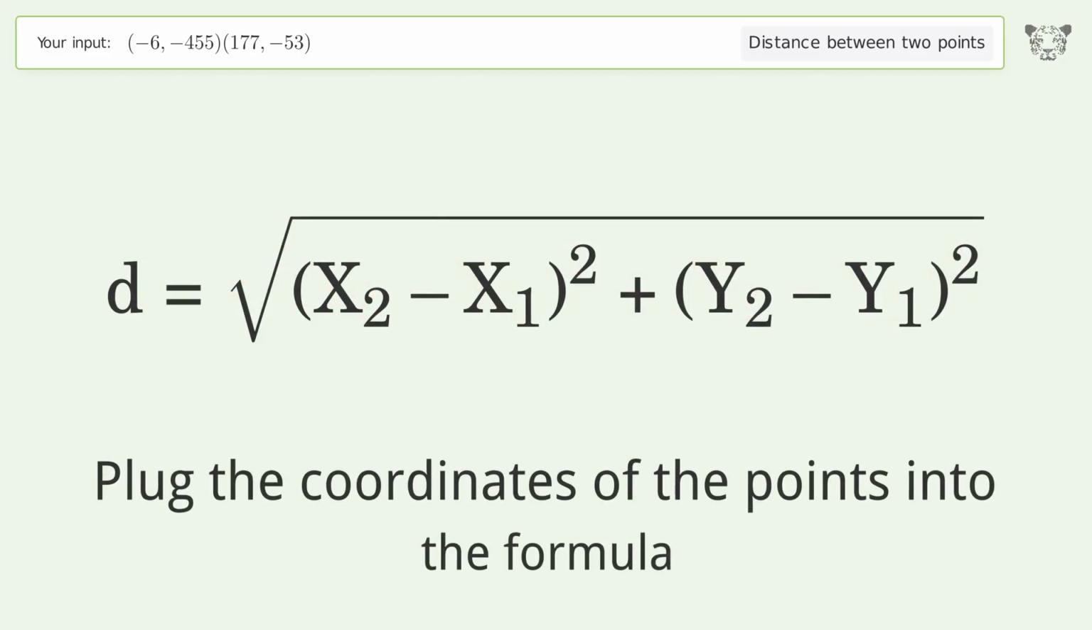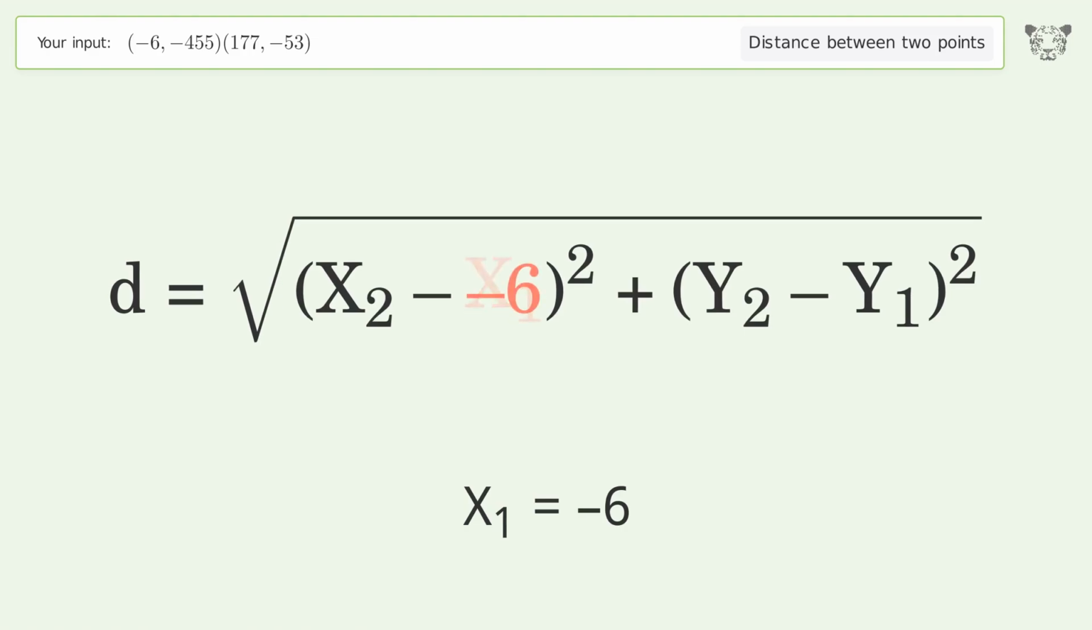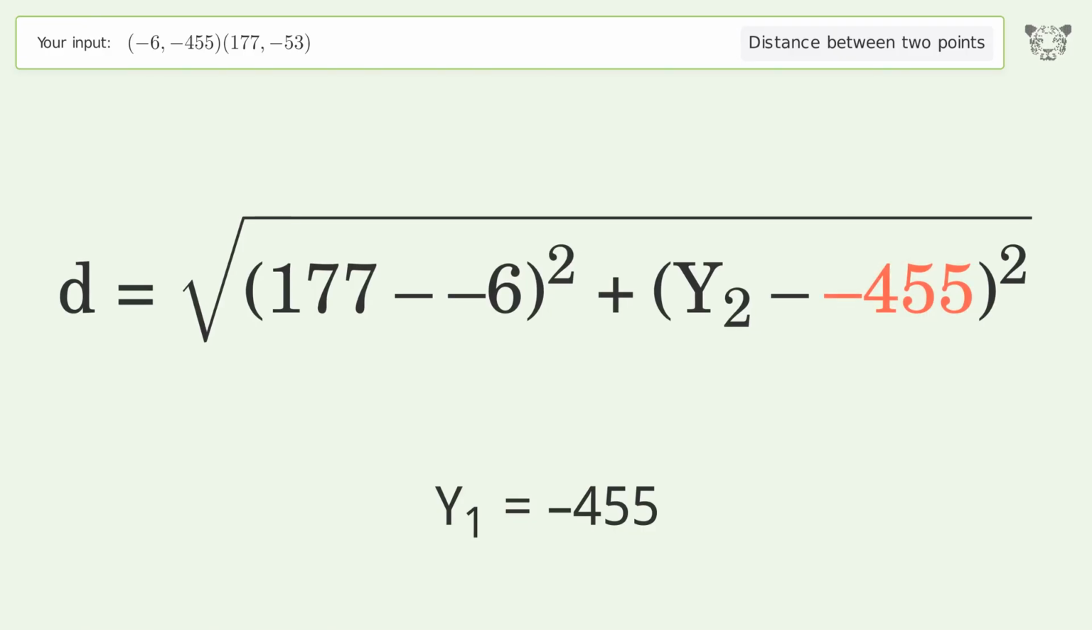Plug the coordinates of the points into the formula. x1 equals -6. x2 equals 177. y1 equals -455. y2 equals -53.